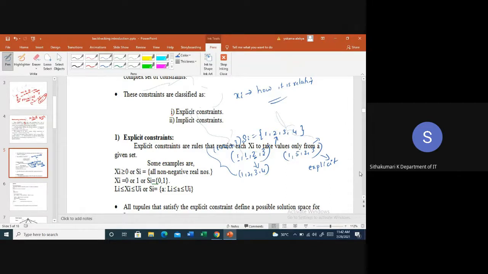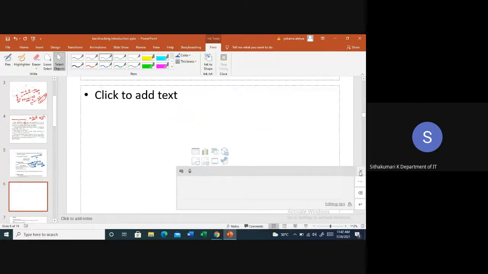So for example, you can consider the 8 queens problem or n queens problem, sum of subsets problem, graph coloring problem. You can consider any problem. There are several problems. For example, you have the 8 queens problem. So what is the problem? Here, this is a combinatorial problem.